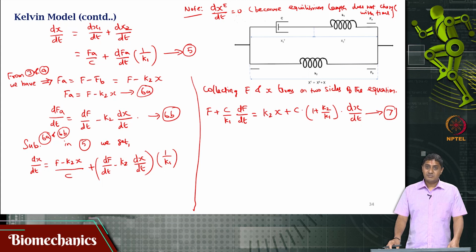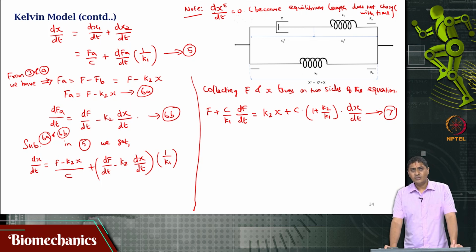Once again, please pause the video and check if the algebra is correct. I have simply rearranged the previous equation such that f and df by dt are on the left hand side of this equation, and x and dx by dt are on the right hand side. It is simple algebra, but I have skipped some steps, or I have just written the answer. Please check if this is correct. I know that this is correct, but please do check.